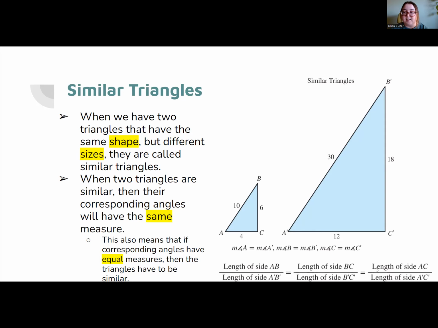Now, all of these have the same ratios, meaning that they have the same angle measurements. So when we have similar triangles, we get to compare angle measurements and side lengths. So that's always a really helpful thing to know. So we can use similar triangles to help us solve problems.